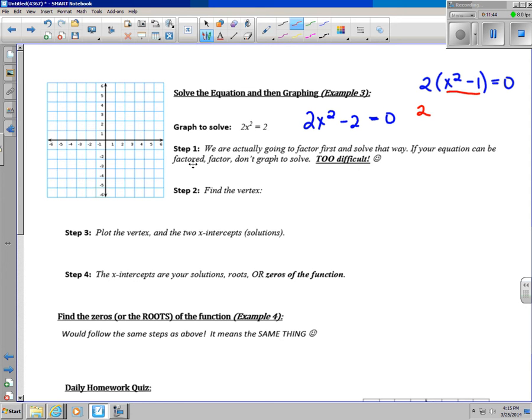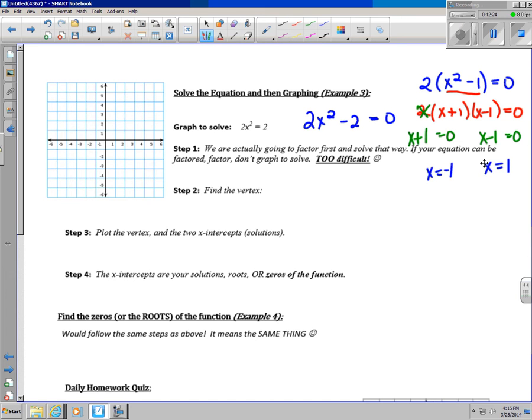So I can factor, because that's what it says. We are actually going to factor first and solve that way. If your equation can be factored, factor it. Don't graph to solve it. It's too difficult. Okay? So I'm going to factor this to x plus 1, x minus 1. And now my 2 is irrelevant to my solutions. I know that either x plus 1 equals 0, or x minus 1 equals 0. So my solutions have to be x equals -1 and x equals +1.